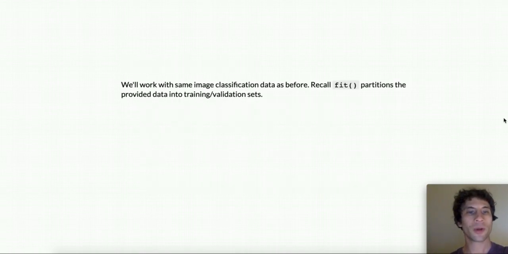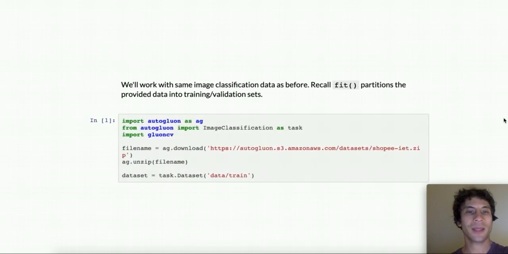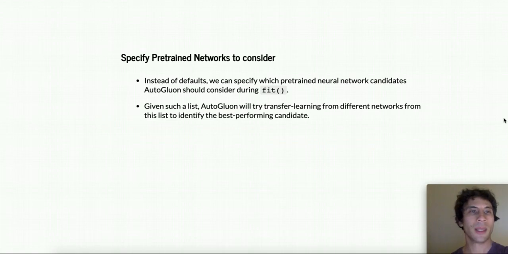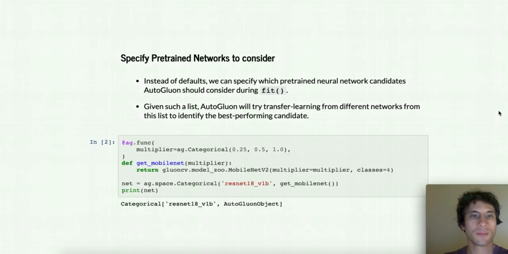In this tutorial, we'll work with the same image classification data as before from SHOP EIET. Recall that fit partitions the provided data into training and validation sets automatically. Instead of the defaults, here we'll show how to specify which pre-trained neural network candidates AutoGluon should consider during fit. Given such a list, AutoGluon will try transfer learning from the different networks in this list to identify the best performing candidate. In this example here, we consider two candidate pre-trained networks, ResNet 18 and MobileNet v2.